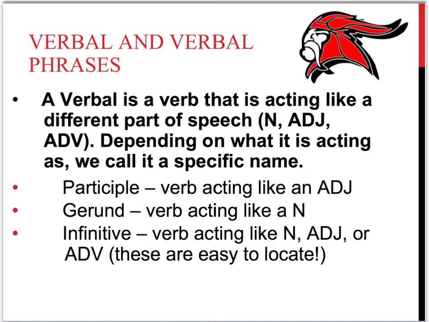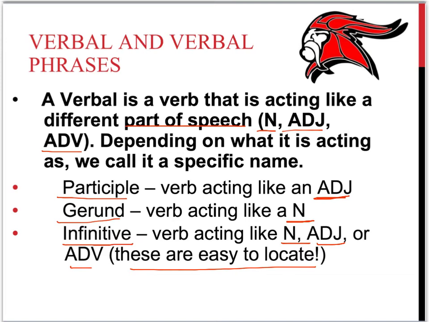Next, we'll talk about a verbal phrase. A verbal, or a verbal phrase, is a verb that is acting like a different part of speech. So it looks like a verb, but it acts like either a noun, an adjective, or an adverb. Depending on what it is acting as, we call it a specific name. If it's acting like an adjective, we call it a participle. If it's acting like a noun, we call it a gerund. The infinitive is a little bit more difficult because it's a verb acting like a noun, an adjective, or an adverb. But they're easy to locate because it's always in the infinitive form of the verb, which, as we all know, has the word to in front of it. To go, to run, to swim.